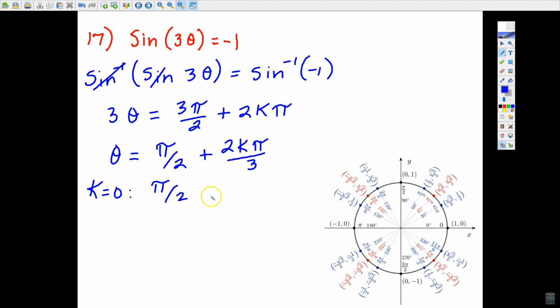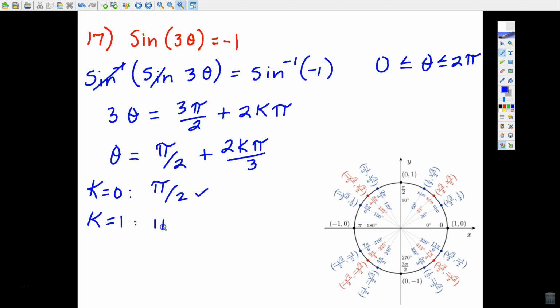Okay, so what I'm interested in, after I plug numbers in for k, do these results fall in the range, the interval from 0 to 2 pi? So obviously pi over 2 fits. So it's going to be one of my answers. Okay? Well, let's see if there are other answers. Let's let k be 1.